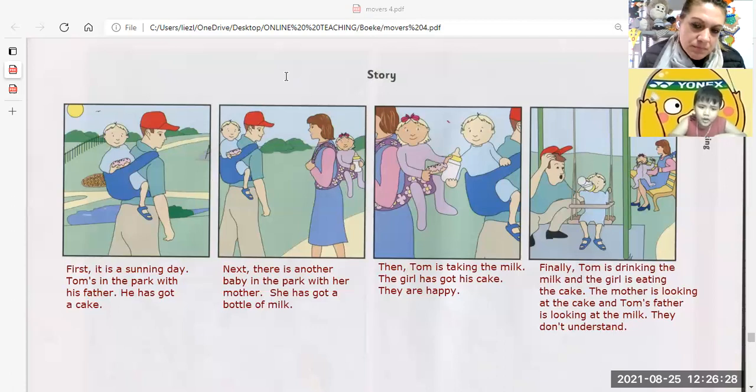She has got a bottle of milk. Then the boy is taking the milk. The girl has got his cake. They are happy. Finally, Tom is drinking the milk and the girl is eating the cake. The mother is looking at the cake and Tom's father is looking at the milk. They don't understand. Good. Can I take it away? Do you think you're going to remember? Yes. Okay, let me take it away.